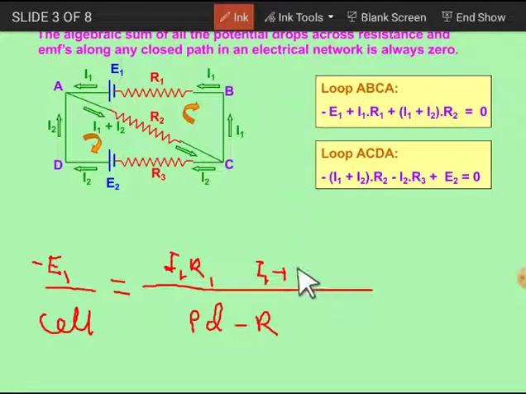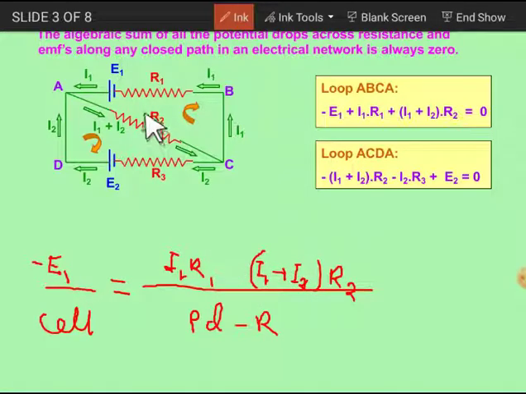Current flowing through R2 is what? I1 plus I2. This is the current that flows across R2. So the potential drop will be (I1 plus I2) times R2. So the question is what sign will be given, positive or negative, to this potential drop across R1 and R2? I'm telling you the mnemonic.